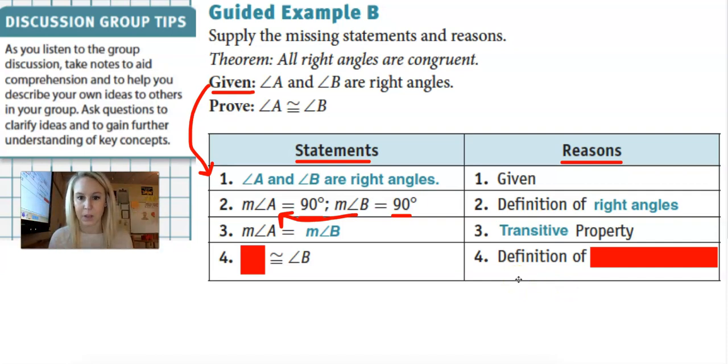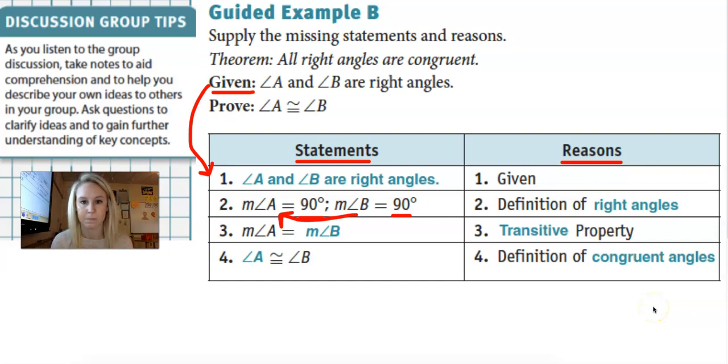Transitive property. All right, last but not least, from 3 to 4, they dropped the m's and the equal sign became a congruent sign. So this is going to be angle A is equal to angle B, and that will be the definition of congruent angles, going from an equal sign to a congruent sign. Okay? So hopefully proofs are, they're hard, so it takes a little bit of practice to get through these, okay?